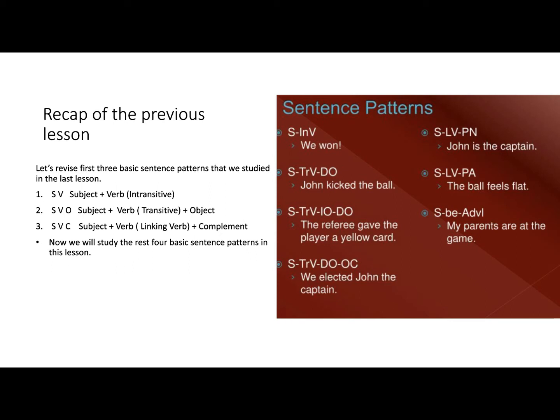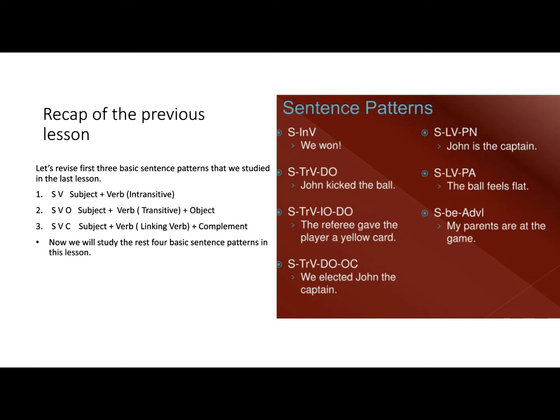These are subject plus verb. Here the verb is intransitive. That means it does not take any kind of object, and without it, it conveys a complete meaning. Second is S+V+O, that is subject plus verb plus object. In this case, the verb is transitive verb. That means it takes an object to give a complete meaning. That means it requires an object.